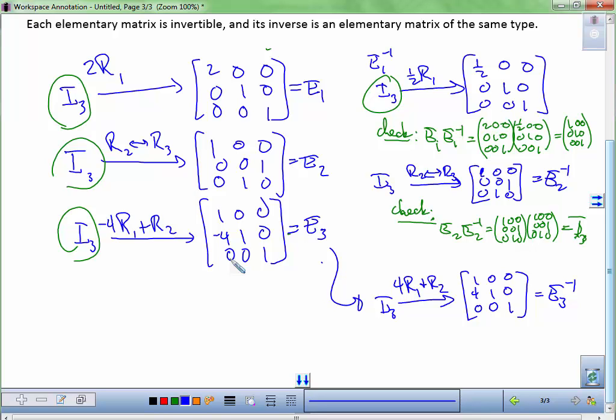Okay, it's the same type of inverse, except it's slightly different in that you could be multiplying by the reciprocal or multiplying by a negative and adding it to a different row. Questions?